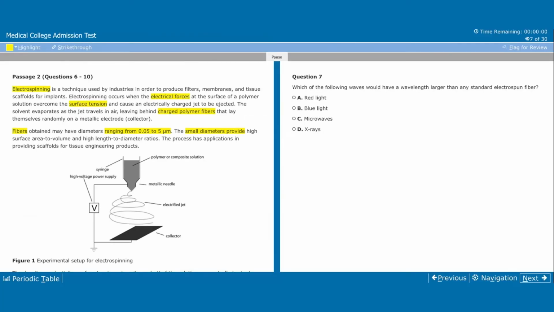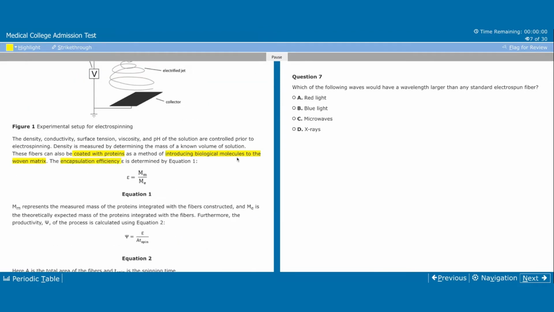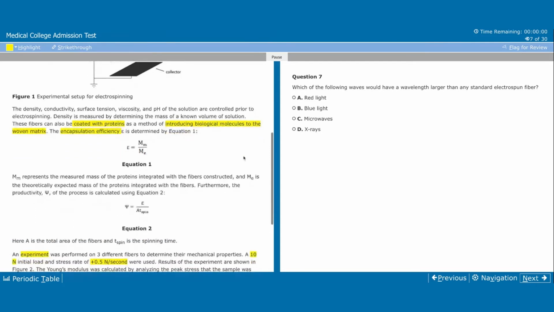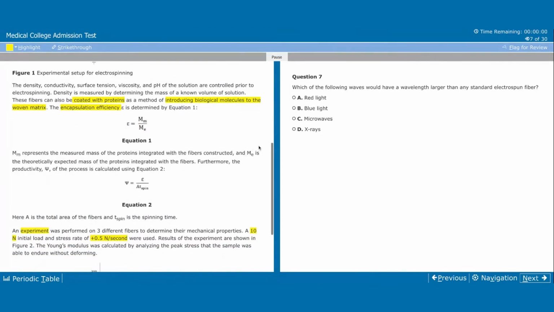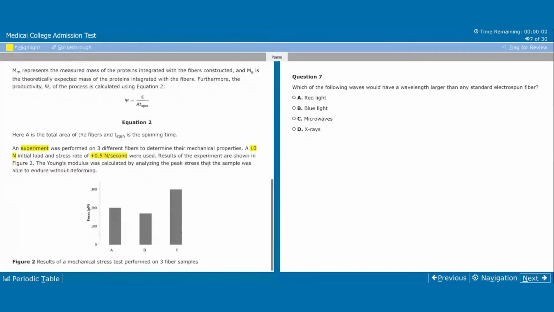Which of the following waves would have a wavelength larger than any standard electro-spun fiber? This is a great question. Oh, wow. How would you approach this? Well, the answer is here: A, red light; B, blue light; C, microwaves; or D, X-rays. I would approach this by crying, clicking C, and moving on, because I'm like, wait a minute, where did we talk about waves of things, wavelengths of things? I don't know. I'm very sad.